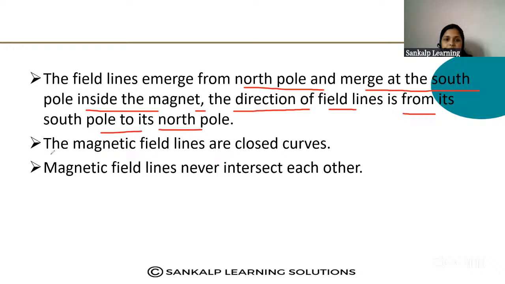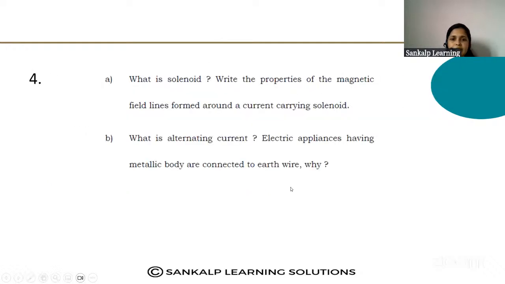The magnetic field lines are closed curves. Magnetic field lines never intersect each other. So these are some properties of the magnetic field lines produced around a bar magnet. Next question: what is alternating current?